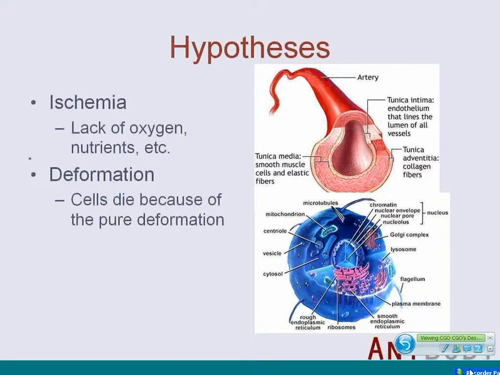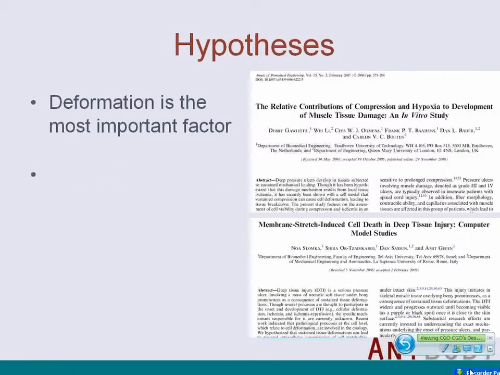The other hypothesis, which is more and more accepted, especially in the research areas within pressure ulcers, is the deformation. This idea is just that the cells die due to pure deformation. So when you sit on the buttocks, it's deformed, and then some of these deformations the cells cannot tolerate, and then they basically die.